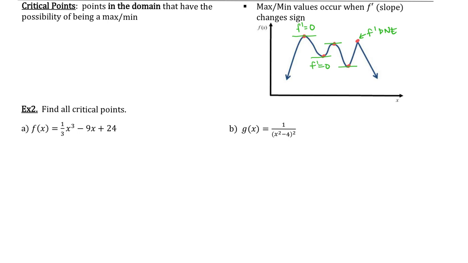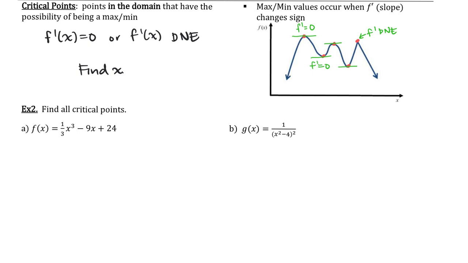So critical points: the way you find critical points is you set f prime of x equal to 0, or f prime of x does not exist, and then you find x. Those x values are your critical points, or the points that have the possibility of being a maximum or minimum. Okay, so let's find all the critical points.